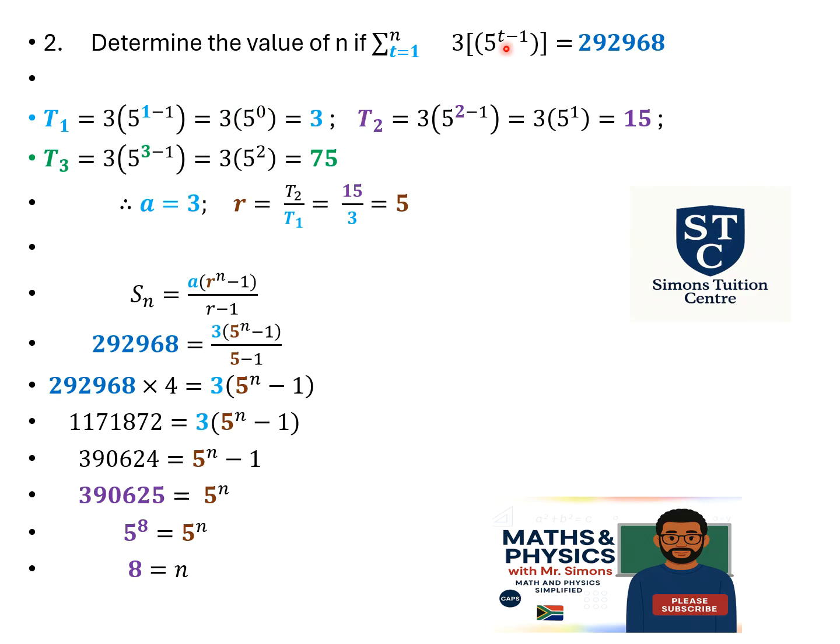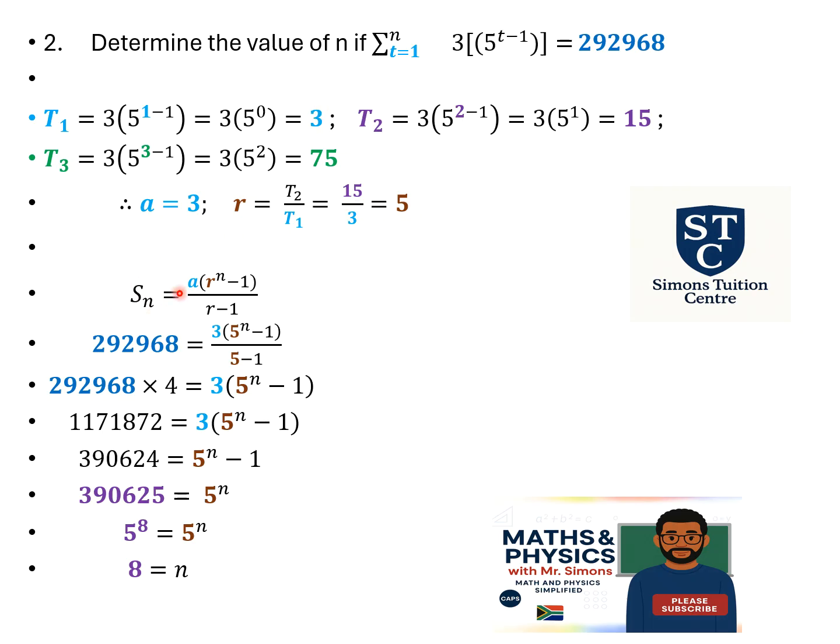For term 2, t becomes 2. So 2 minus 1 gives me 1. It gives me 5 to the power 1 times 3. So 5 times 3 is 15. Alright, if we go to the next term, which is term 3, that becomes 3 minus 1, which gives me 2. 5 squared, which is 25, times 3 is 75. So my first term here is 3, and r is 15 divided by 3, which gives me 5.